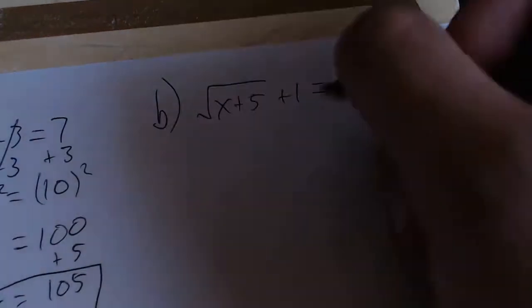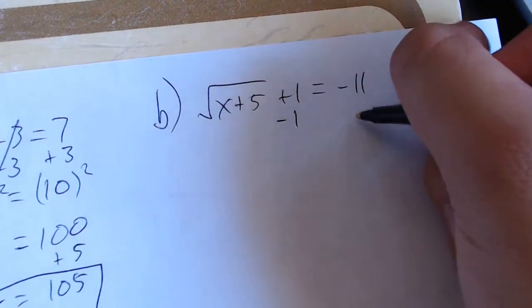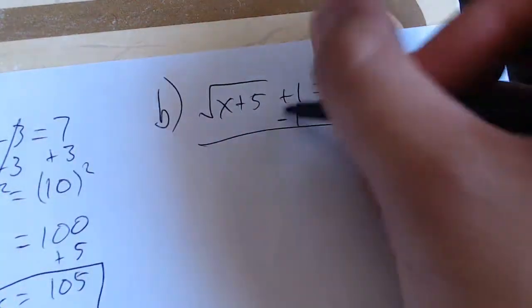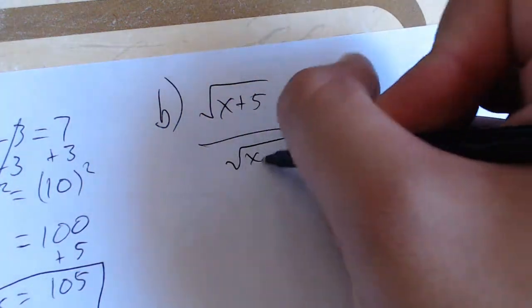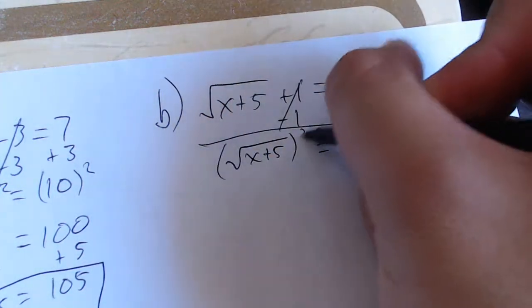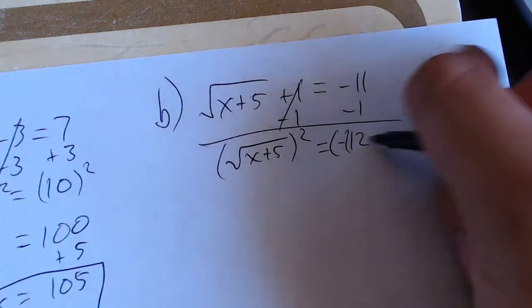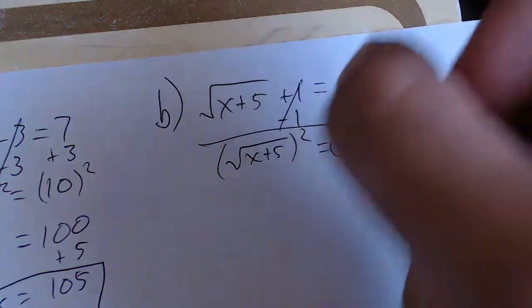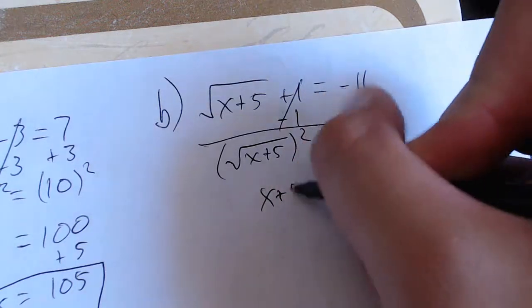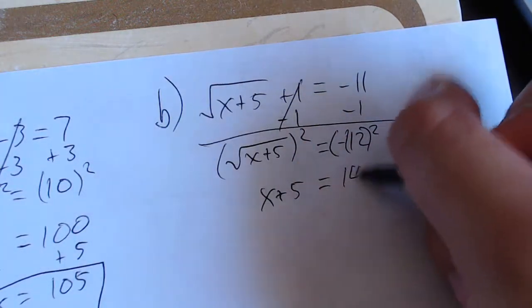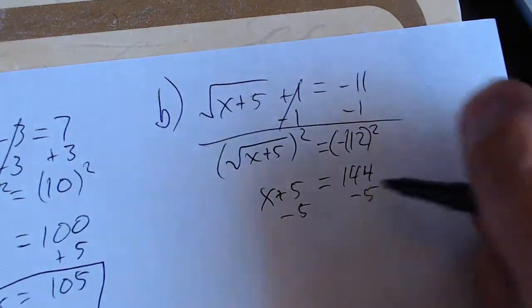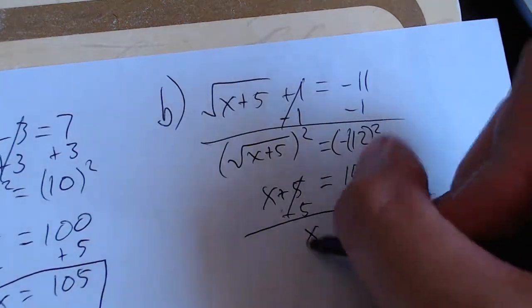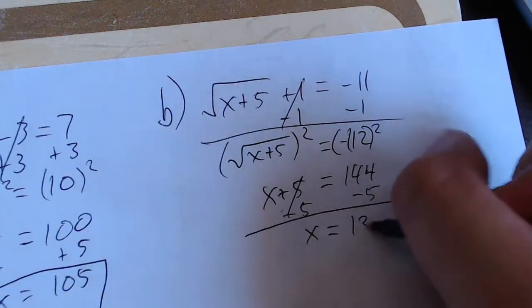Now, let's go to practice B. Again, we're going to use PEMDAS backwards. We're going to subtract 1 from each side. Gives us -12 over here. Square root of x plus 5. Square both sides. So then that just gives us x plus 5 equals 144. From here we subtract 5. And x should equal 139.